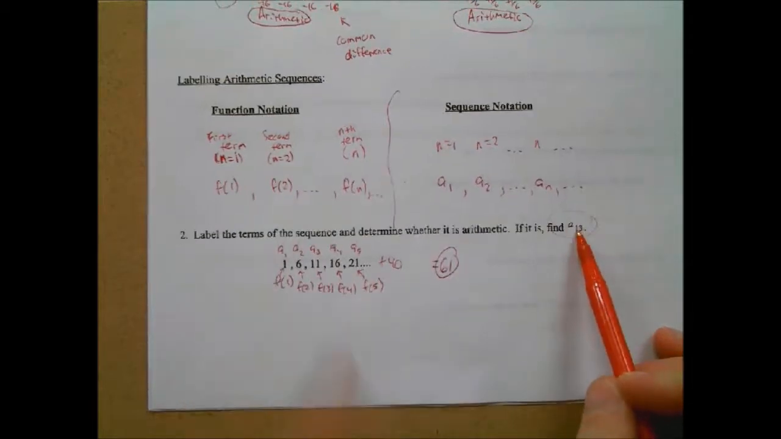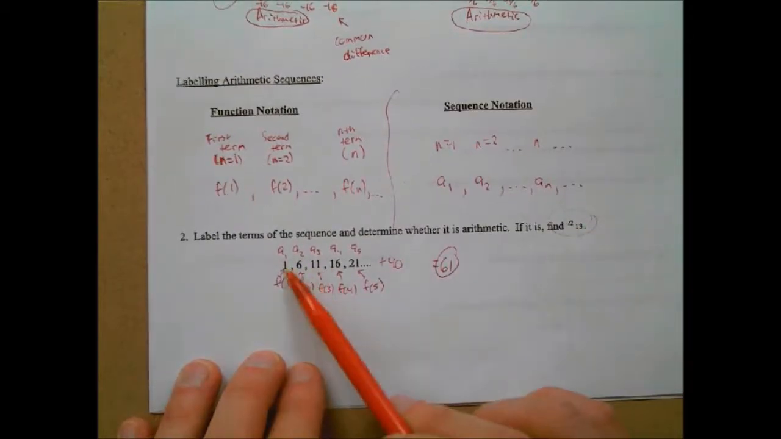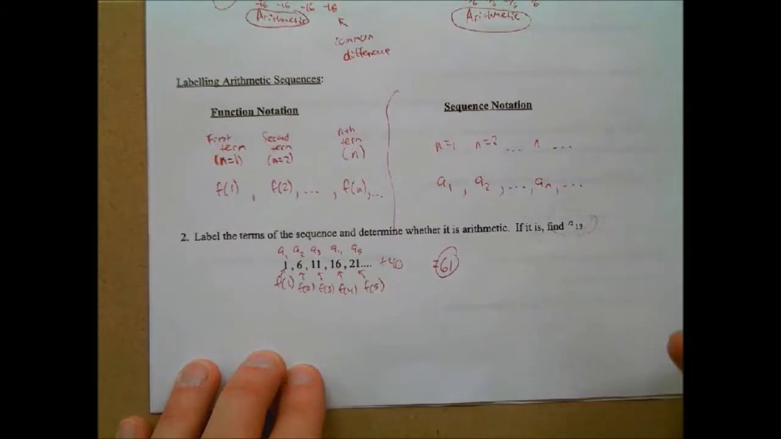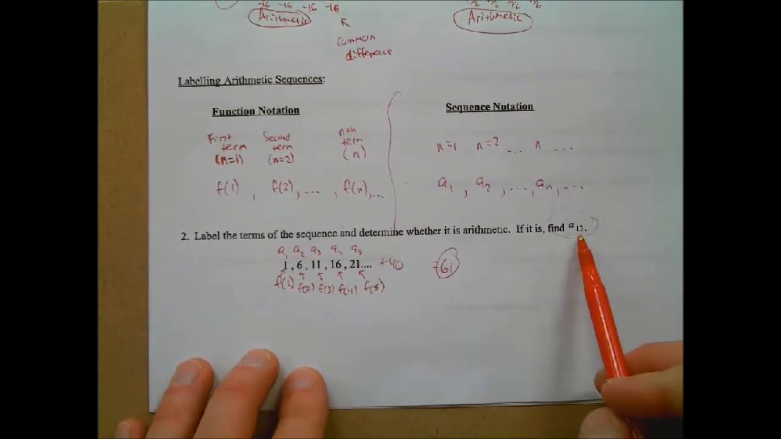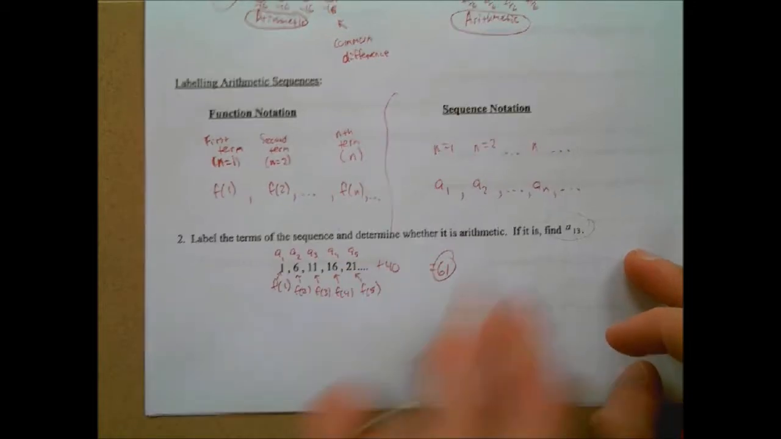So we figured out the common difference here was 5. And so there's a lot of different ways you can do it. You can just keep adding 5 until you get to the 13th term. That's one way to do it. Okay? But there is a formula. And in fact, we're going to do that formula right now. Okay? So if you flip over to the next page.